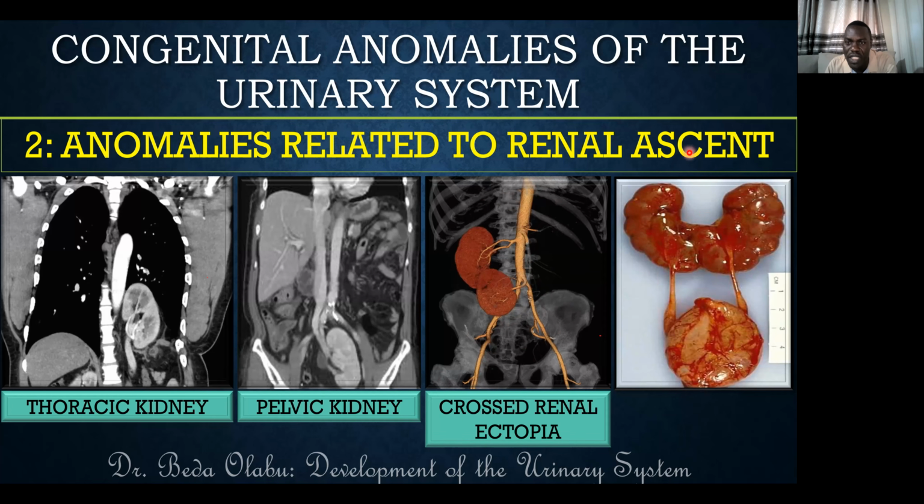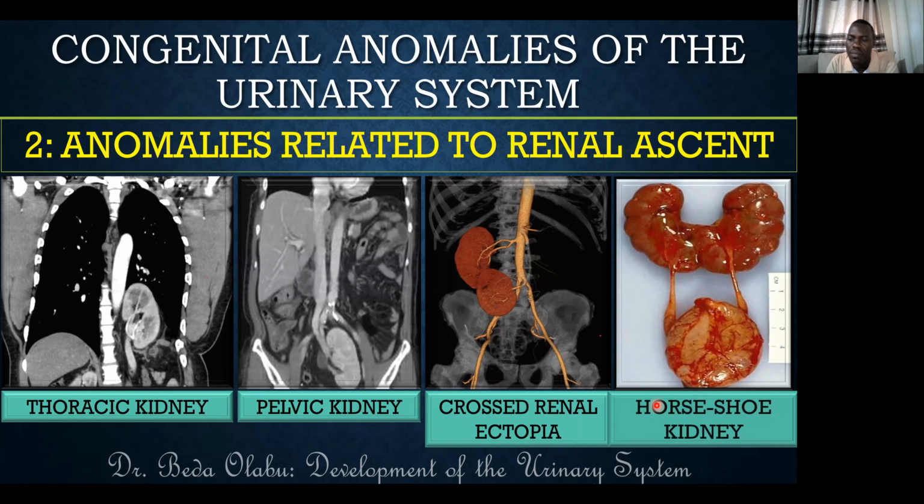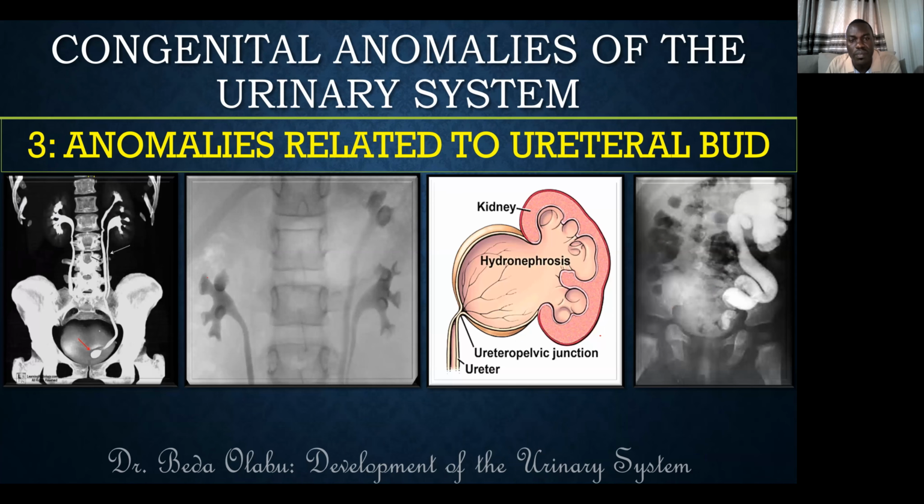And that's why we are classifying it under this one. We call this one horseshoe kidney, because it looks like the foot of a horse. Two kidneys which are fused in the pelvis cannot ascend to the abdomen because they're held down by the inferior mesenteric artery. Those are malformations of renal ascent.